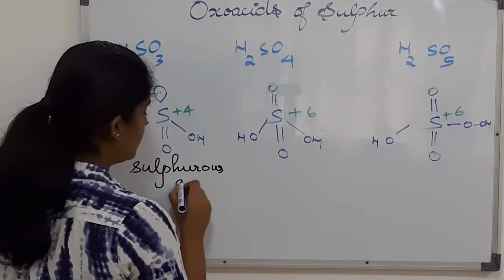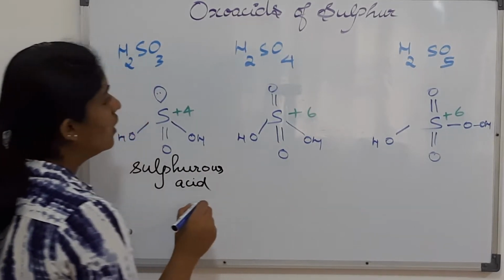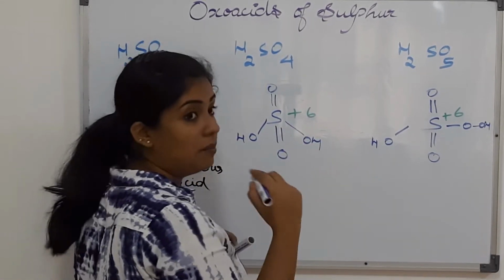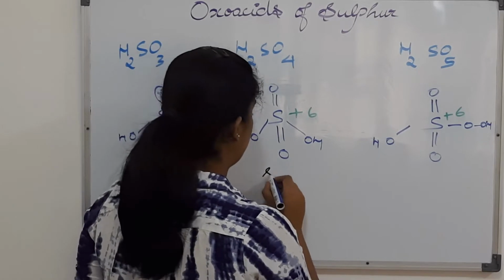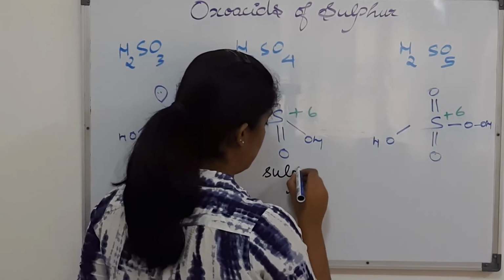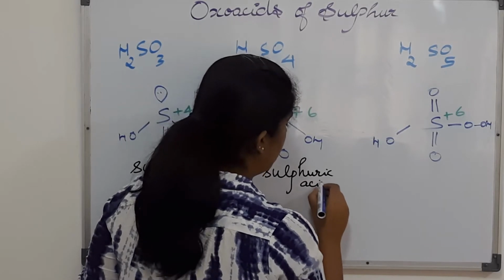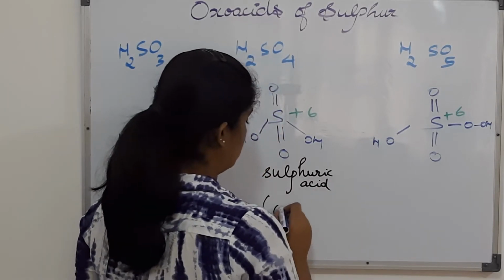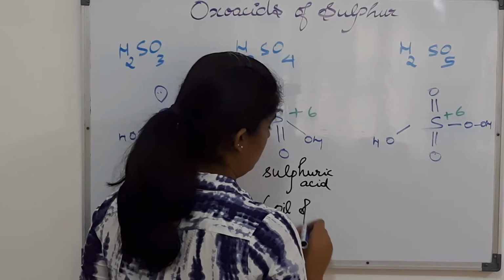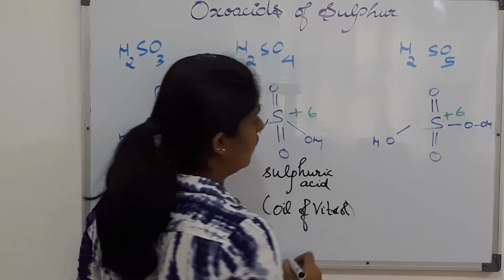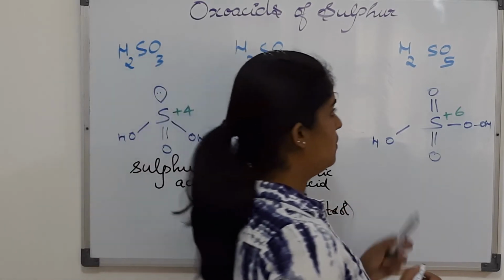This is sulfurous acid. And now +6 is a higher oxidation state, so it will be -ic. This is sulfuric acid, and sometimes we can also call it oil of vitriol.